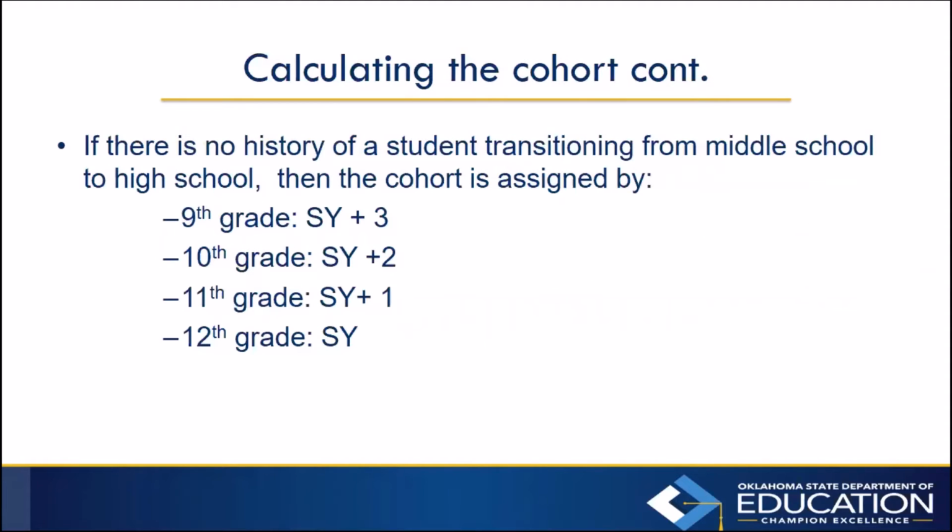If there is no history of a student transitioning from middle school to high school, then the cohort is assigned as follows. If a student enters 9th grade, it's their current school year plus 3. 10th grade, current school year plus 2. 11th grade, current school year plus 1. And then 12th grade would be their school year, and that would be their grad rate, or their cohort.